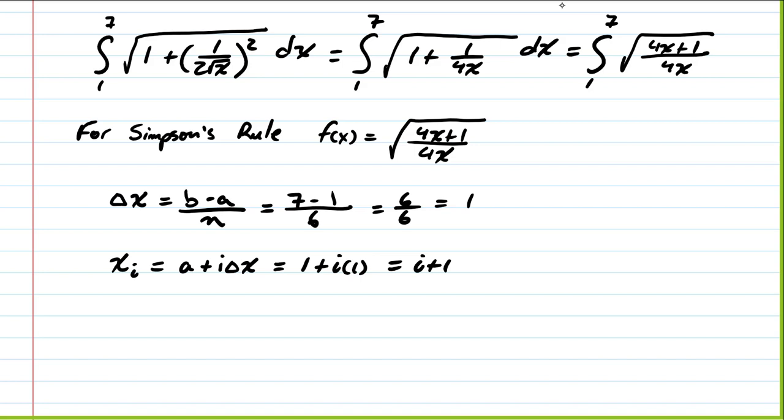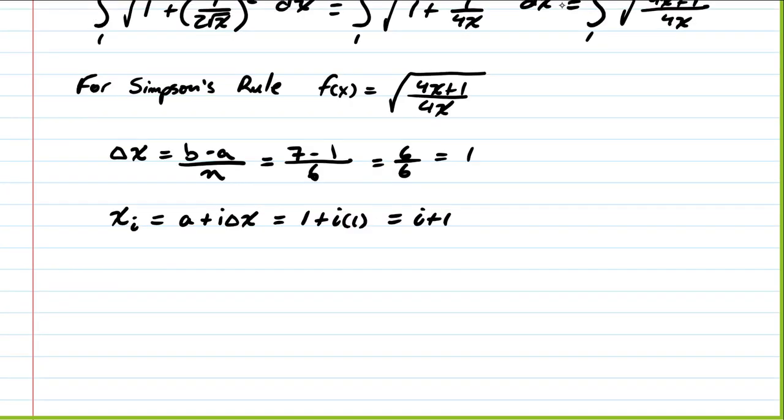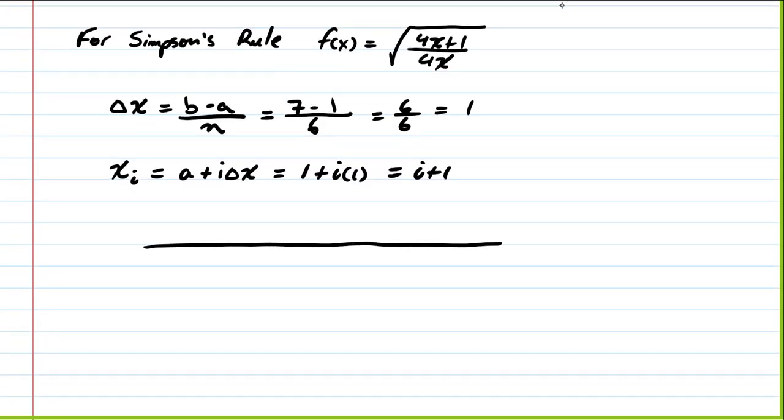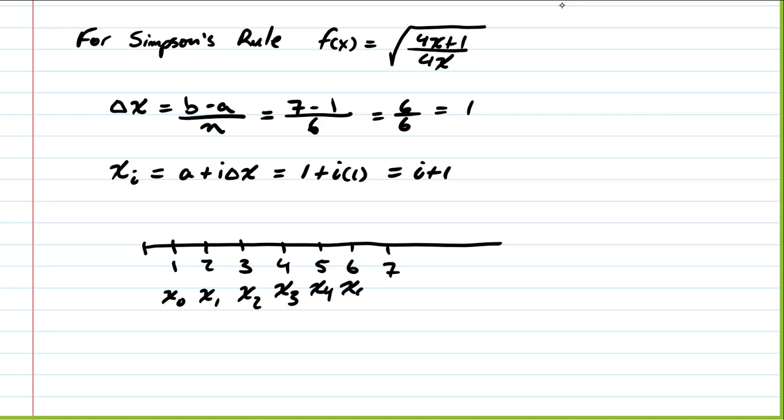So setting up our Simpson's rule, if we were to just draw a picture, this one works out super well. So here's 1, 2, 3, 4, 5, 6, and 7. This is x0, x1, x2, x3, x4, x5, and x6, right? And with Simpson's rule, our pattern is going to be 1, 4, 2, 4, 2, 4, 1, right?